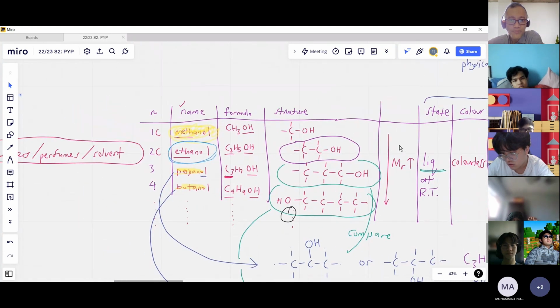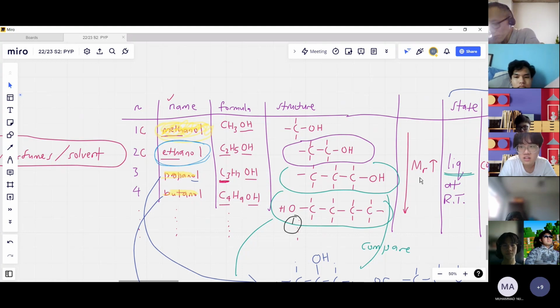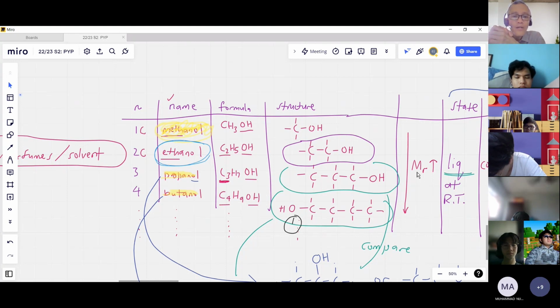Okay, what else? Maybe you want to jot down your notes. You notice that as I go down the family, from methanol to ethanol to propanol to butanol, MR is increasing. Guys, you're supposed to know what MR is. From here to here, or of course even further down, MR is increasing. Of course, the number of carbons and the number of hydrogens are increasing.